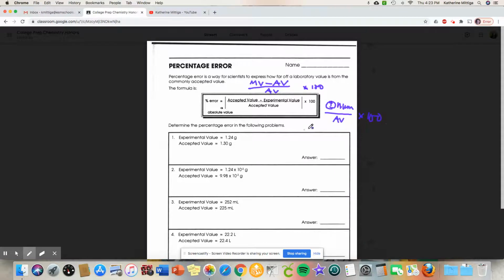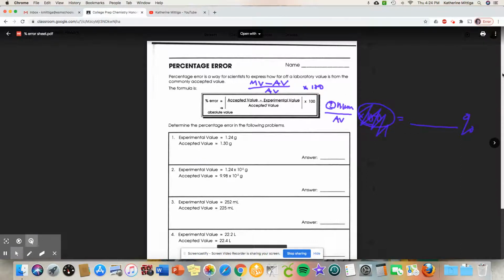On the Regents, if you do not include times 100, even if you give the correct answer, and even if you put a percent sign, if you don't have this, it's considered wrong. You cannot imply that. So please always include it. Okay? So make sure you've got your calculator, show the work, and here we go.